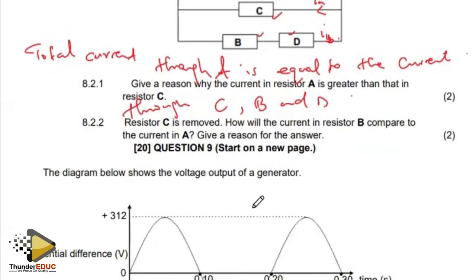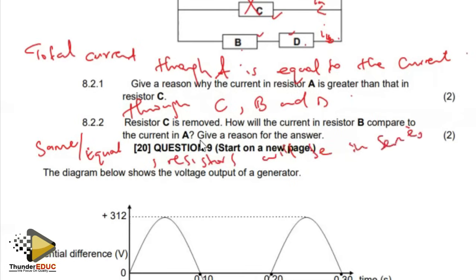Then 8.2.2, resistor C is now removed. How will the current in B compare to the current in A? So the answer is going to be the same. Or you can tell us it will be equal to each other. Why? Because for as long as this is out, A, B, and D are going to be in series. And we said in series, the current will be basically the same. So we can say resistors will be in series. All right, then we move on.